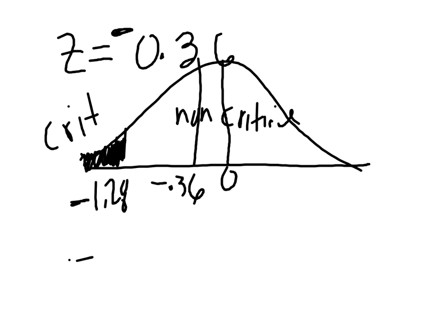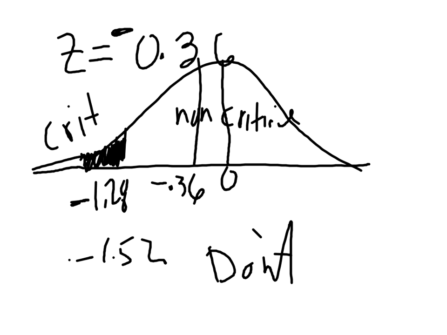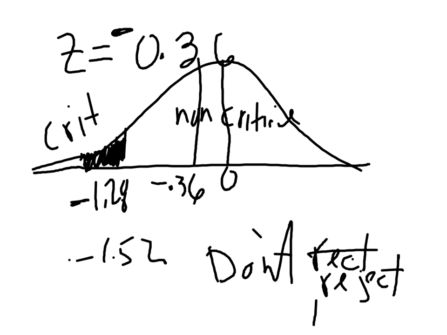Now, if we would have got like minus 1.52, that would have been further over in the tail, we would have rejected. But we only got negative 0.36, which is just a little bit away from our mean. So we do not reject the null hypothesis. I'm just going to say that right now. Don't reject, okay?